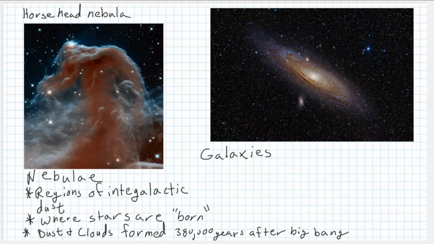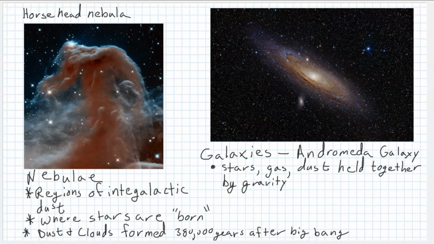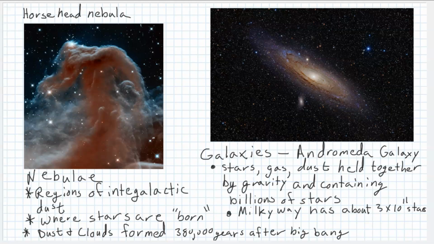Lastly, we have our largest object we're going to talk about, which are galaxies. The example I have shown here is the Andromeda Galaxy. Galaxies have stars and gas and dust all held together by gravity, and they contain billions of stars. For example, the Milky Way, which is the galaxy in which we live, has 3 times 10 to the 11th stars, and probably even more planets orbiting those stars.